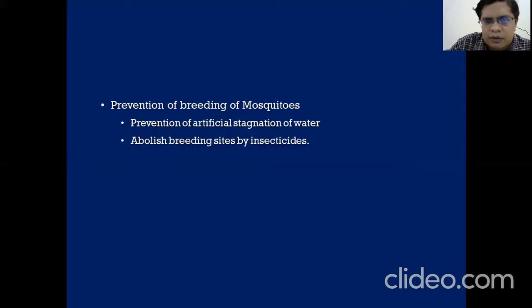So another important thing is prevention of breeding of the mosquitoes. So we have to take measures to prevent artificial stagnation of water, and we have to abolish the breeding sites by spraying insecticides.